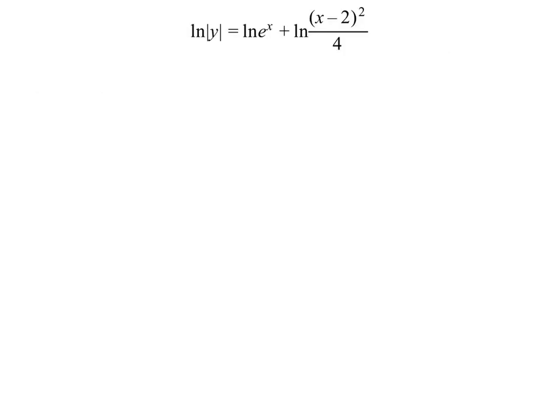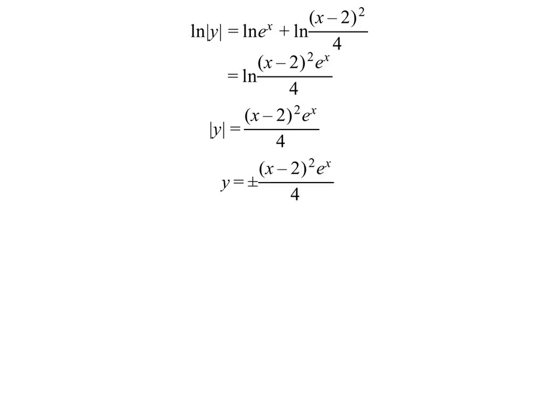That looks more fun. So log of y is the log of e to the x plus the log of (x minus 2) squared over 4. Log of e to the x. Well, let's join those two together. Again, use my log laws. Oh, look, log of y equals log of this. Log equals log. So absolute value of y must equal (x minus 2) squared e to the x over 4.